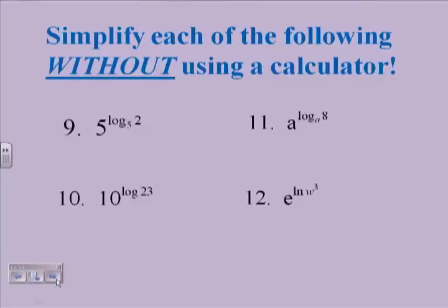And I said simplify the following again without a calculator. There's only probably one of those you could easily run on a calculator on all of them. Now in this guy, we've got 5 raised to some ugly, ugly exponent. So let's take a little bit of a look at that.